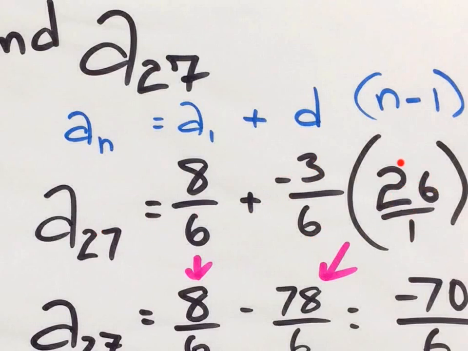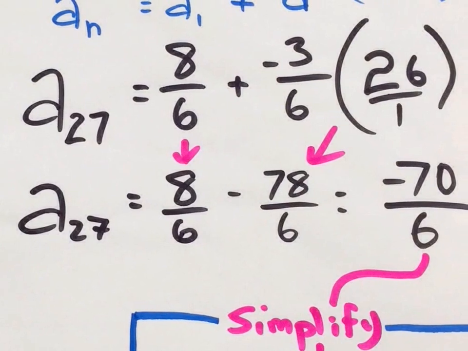26, or 26/1. Same thing. And we know it's 26 because n minus 1. And when we do a little bit of math, when we multiply -3 times 26, it's going to give us -78. And 6 times 1 is going to give us 6. So, next step, 8 minus 78 is -70. The denominator stays the same all the way across.